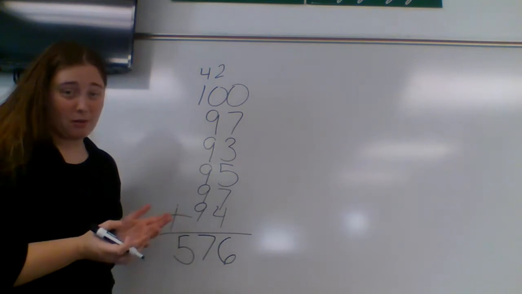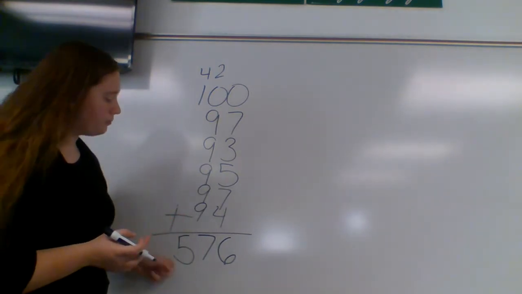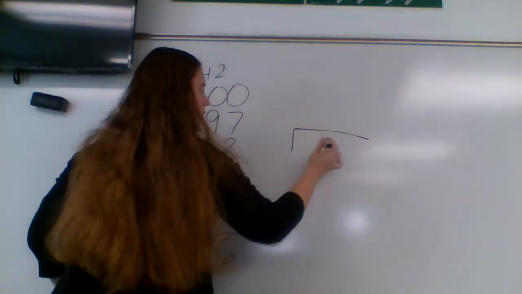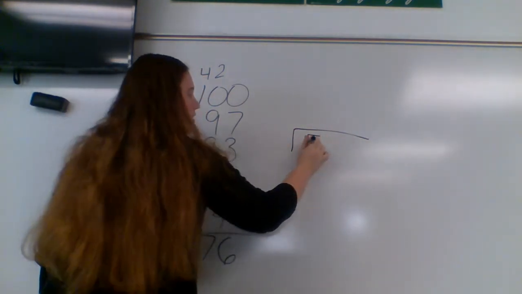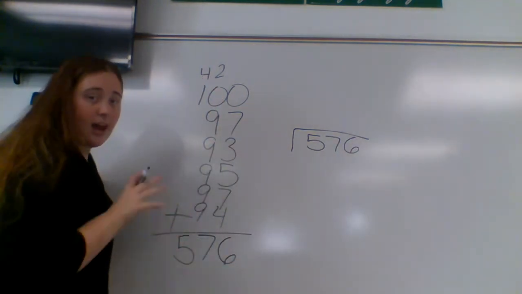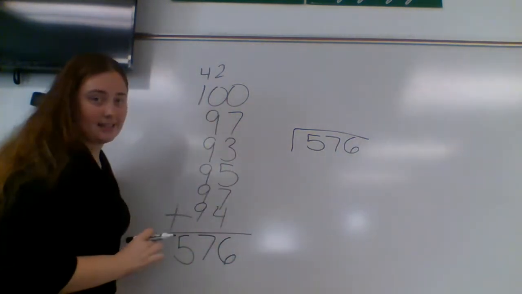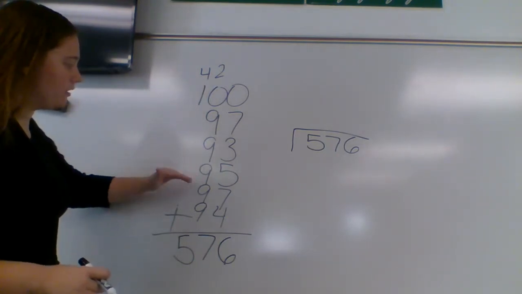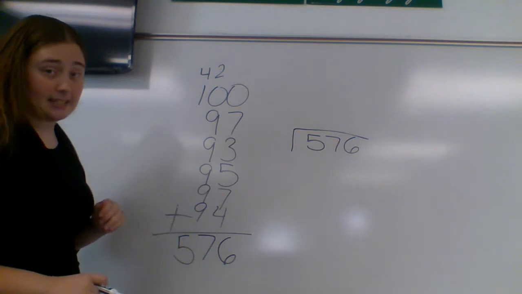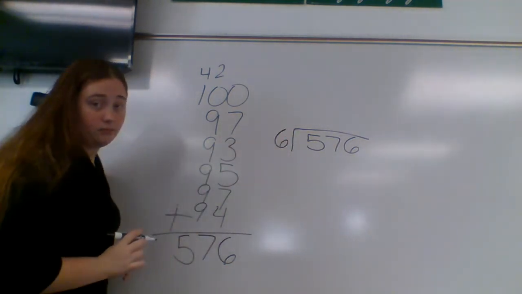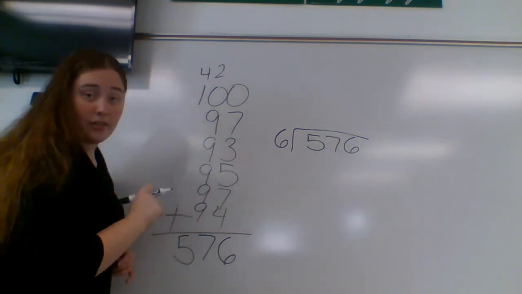Now I'm just halfway done with my work. So I have this right here. Let's go ahead and put this in a division problem. 576. And let's count how many numbers we added together. We have 1, 2, 3, 4, 5, 6 numbers that are added together. So we'll put 6 right here. And let's go ahead and do the math.